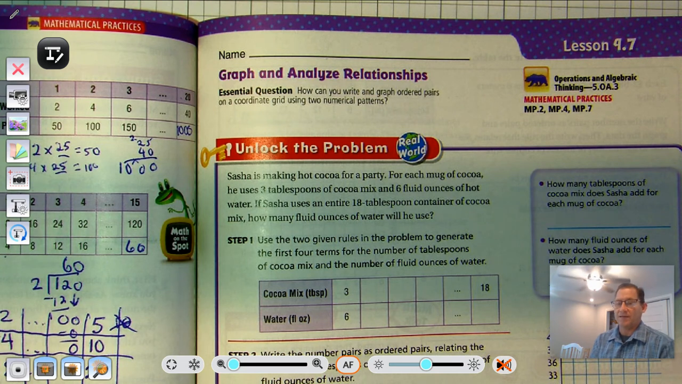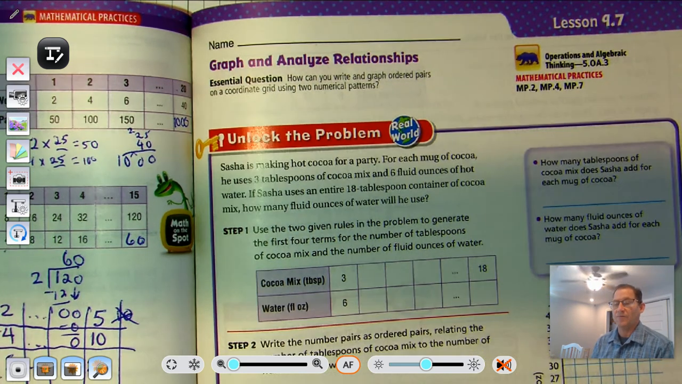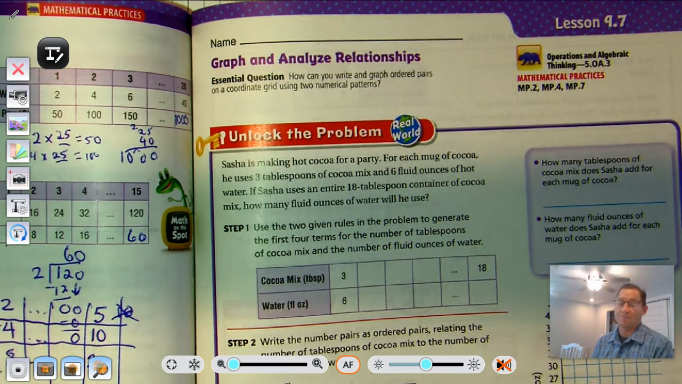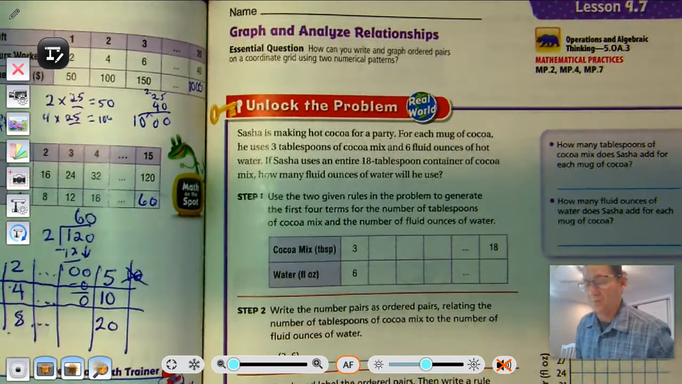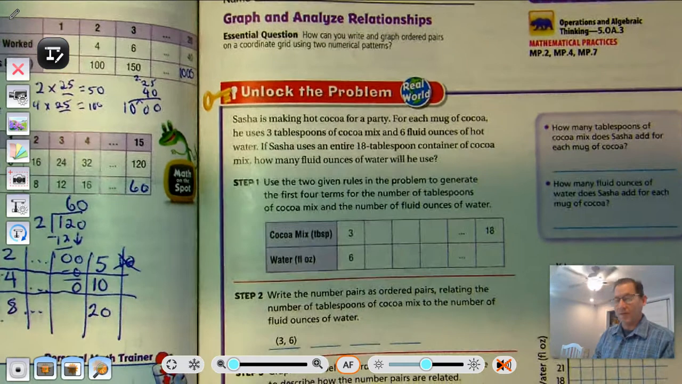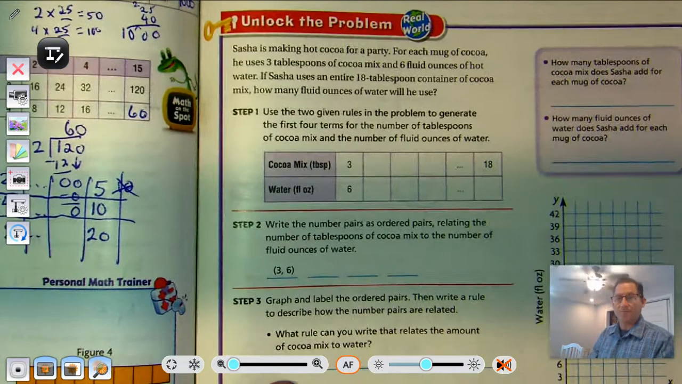So basically we're combining a couple of the lessons that we learned in this chapter: graphing ordered pairs and identifying the relationship between two numerical patterns. So it's nothing really new. We're just applying those two skills. So let's look at the unlock the problem.